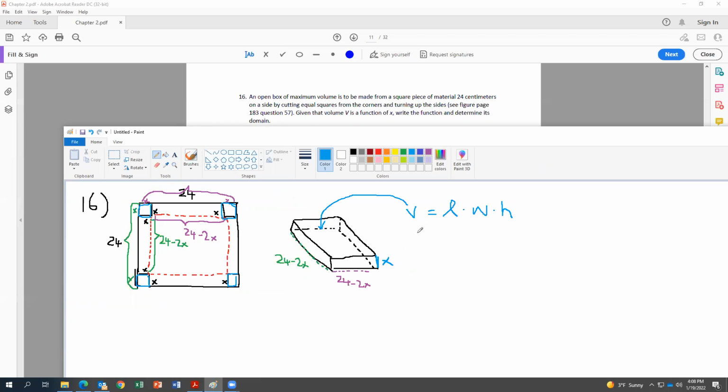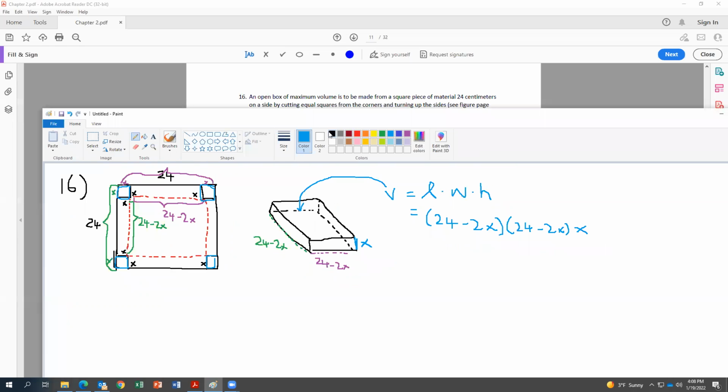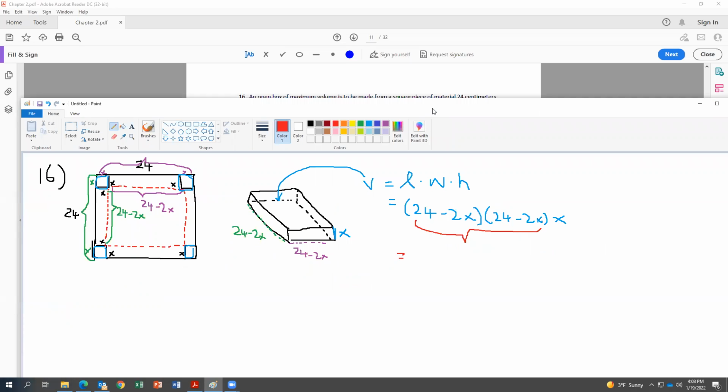So length is this one, 24 minus 2x. Width is this one, also 24 minus 2x. And height in this case is the x. Please don't leave your answer like this. You have to do some FOILing. So go ahead, FOIL out this one first. Take out your calculator. Yeah, you need a calculator here. So FOIL 24 minus 2x times 24 minus 2x.